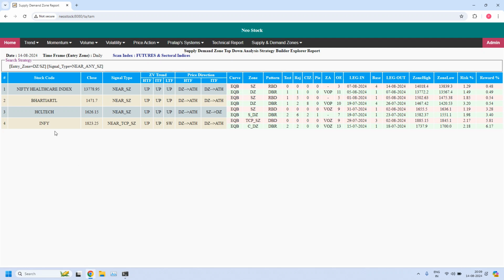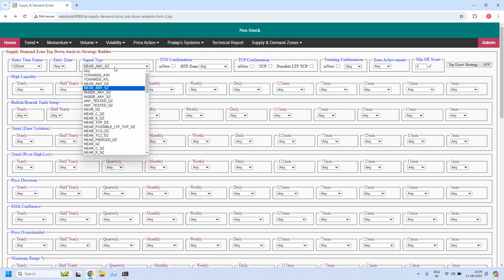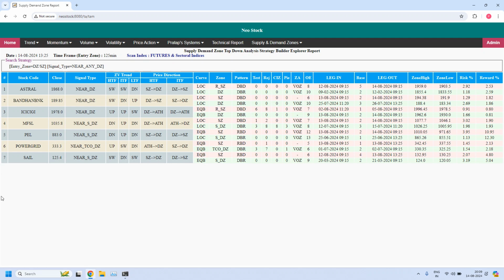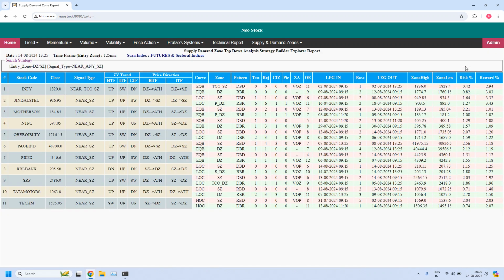And the next time frame is 125 minutes. Let us find the stocks near the 125 minutes demand zone. Only 7 stocks are filtered. And the next time frame is the 125 minutes time frame. Let us find the stocks near the 125 minutes supply zone. 11 stocks are filtered.